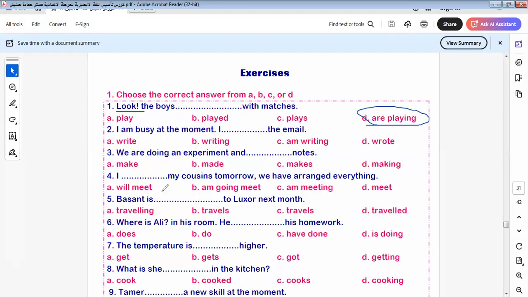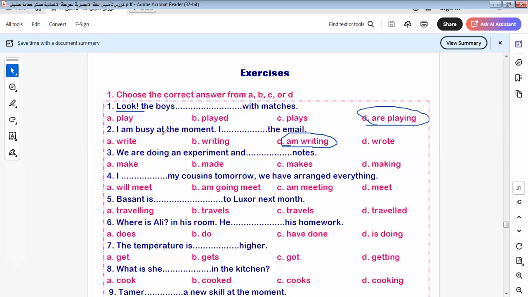So here we say here are. Why? Because here I say you pay attention. So here I use the present continuous tense. I will answer 5 of them as examples, and you can do the rest by yourself. Here it says I'm busy at the moment. So here I put what? I'm writing here. Why I'm writing?